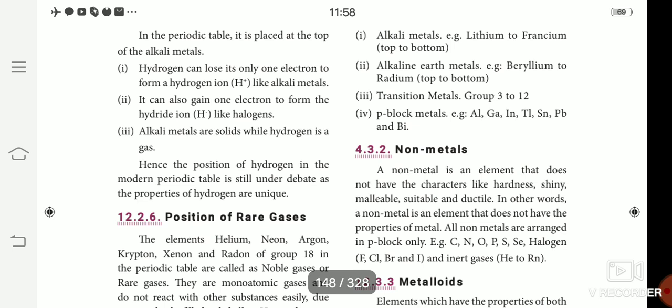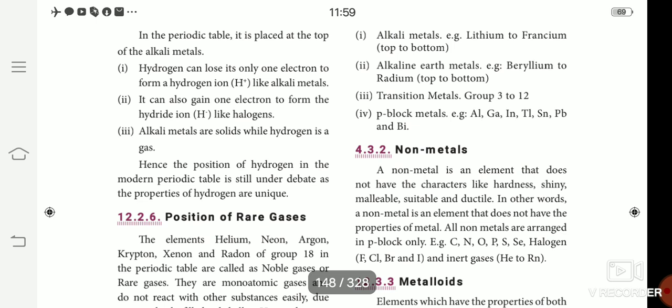Then non-metals. Non-metals do not have the characteristics of metals like hardness, shininess, malleability and ductility. So metals are different from non-metals.